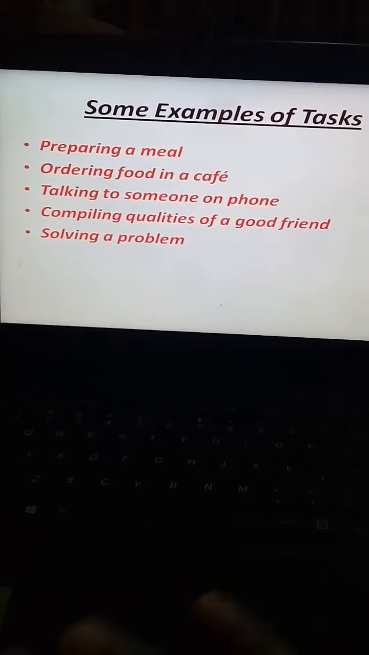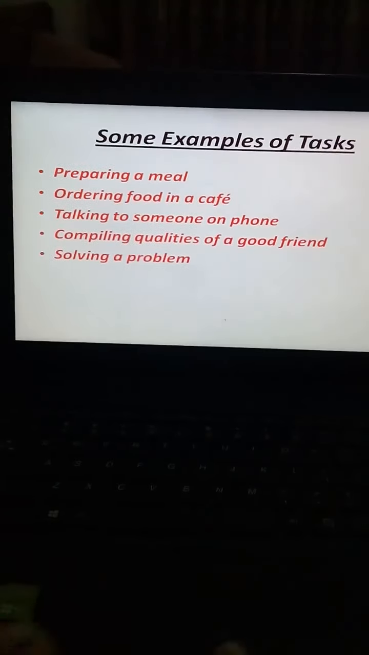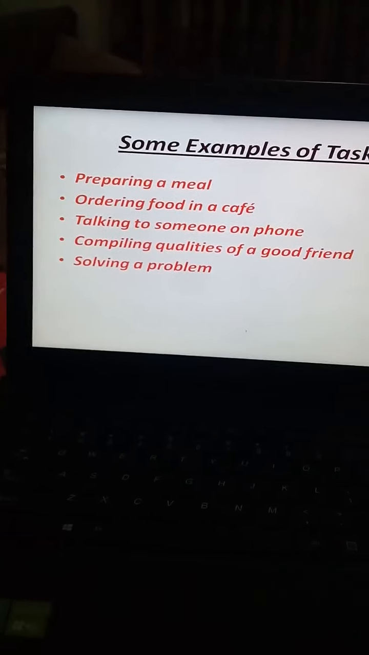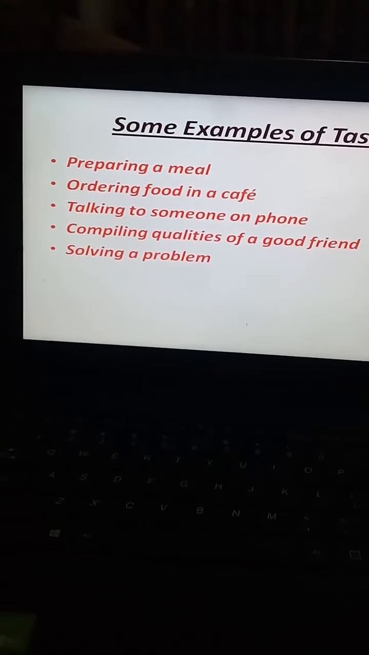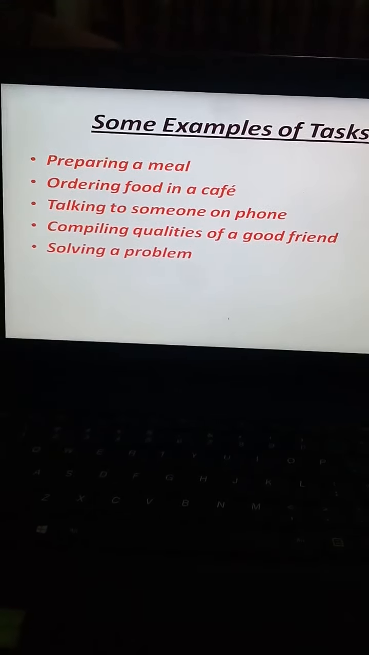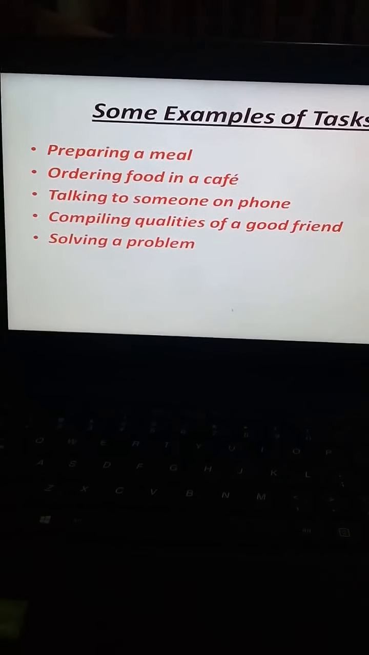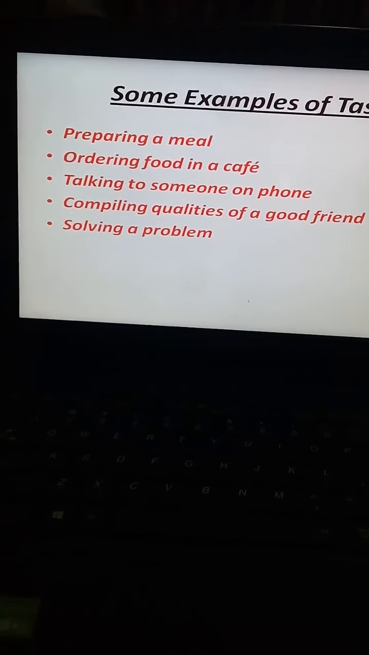Okay. So there are some examples of tasks, that is preparing a meal. It can be preparing a meal, or ordering food in a cafe, or talking to someone on the phone, compiling qualities of a good friend, or solving a problem.